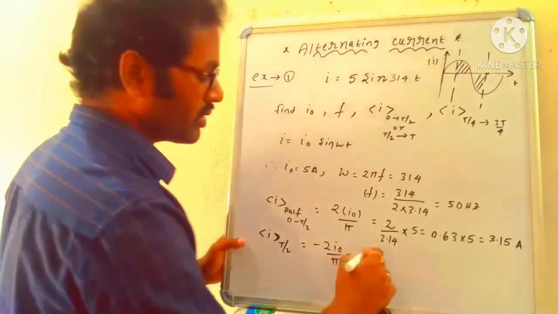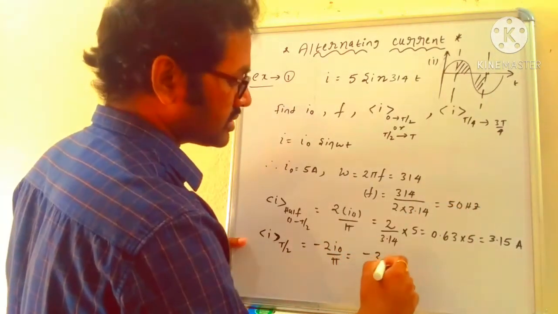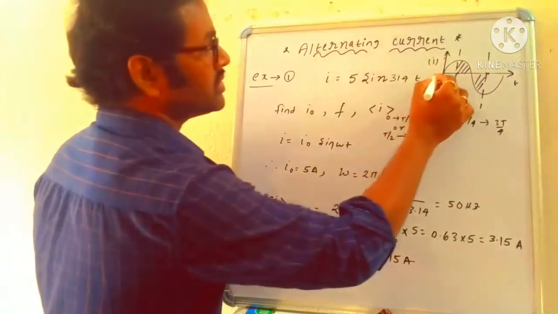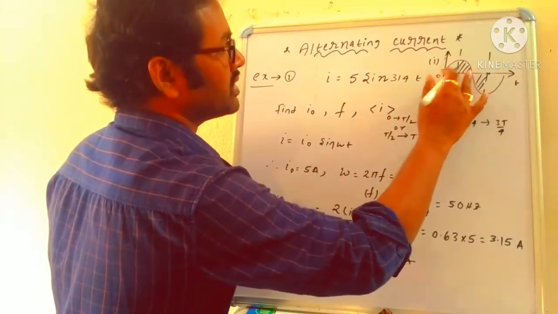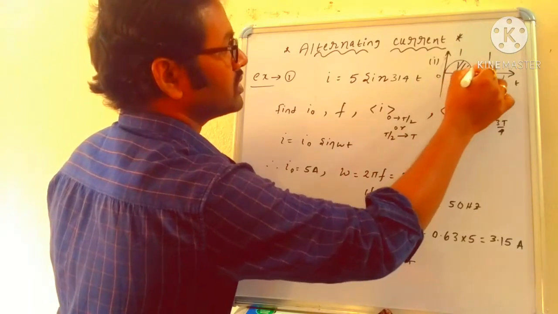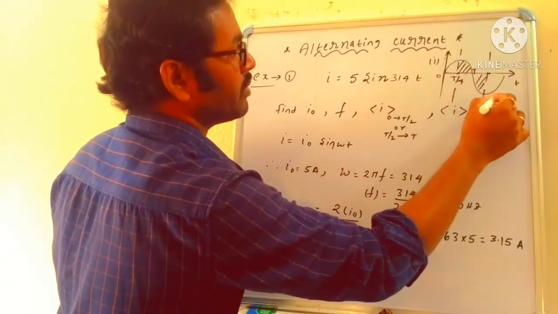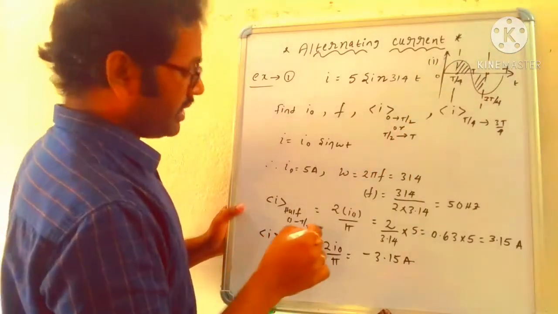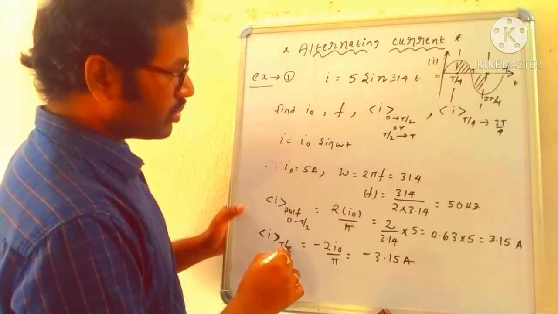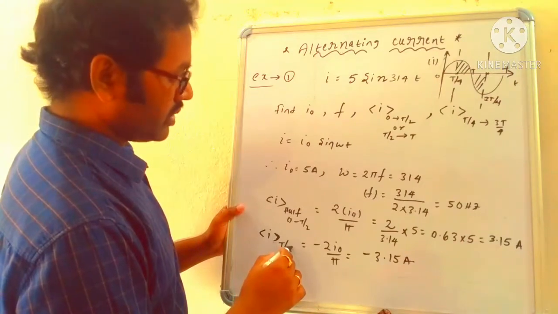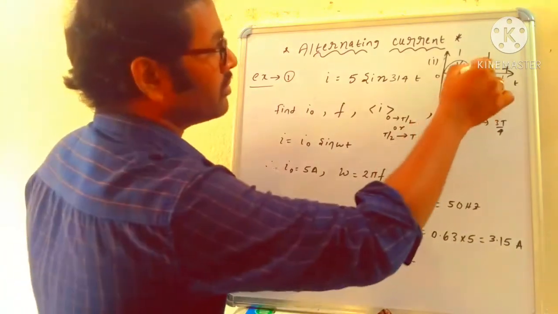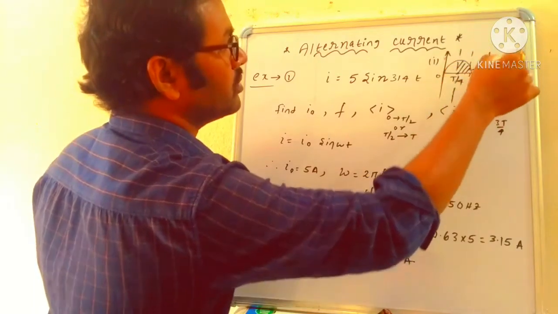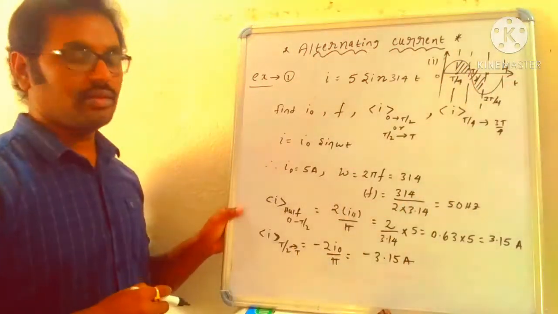The same result you will get with negative sign, minus 3.15 ampere. You see, this is 0. Here it is, this one is T by 4, this is T, and this is 3T by 4, and it comes as T. And we are finding from T by 2 to T, the second half. From here to here, negative half cycle.